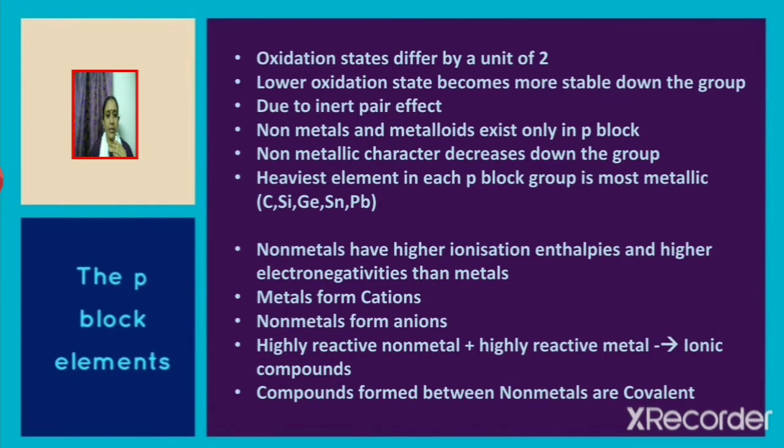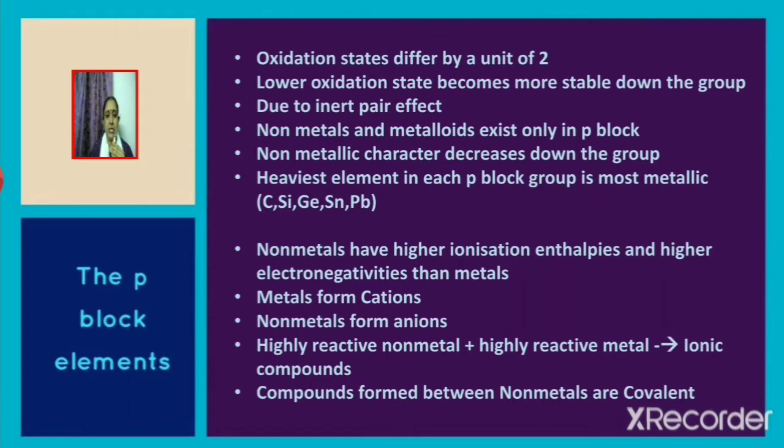In p block elements, it is found that the oxidation states of an element differ by a unit of 2. For example, consider tin. It exhibits 2 different oxidation states, Sn2+ and Sn4+. So the oxidation states differ by a unit of 2. Another important point regarding the p block elements, lower oxidation state becomes more stable down the group. It is due to inert pair effect.